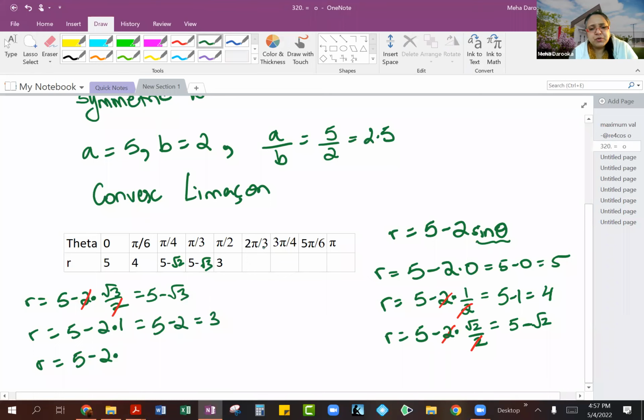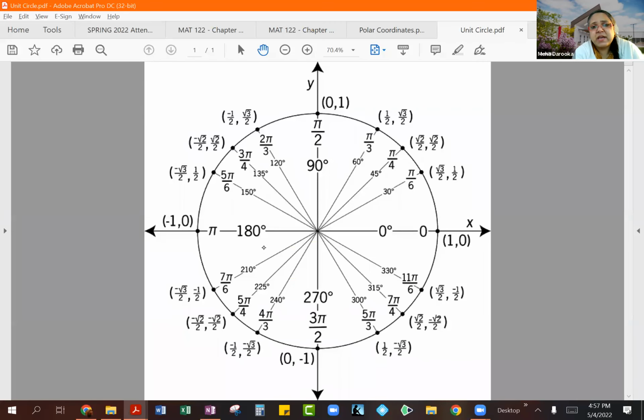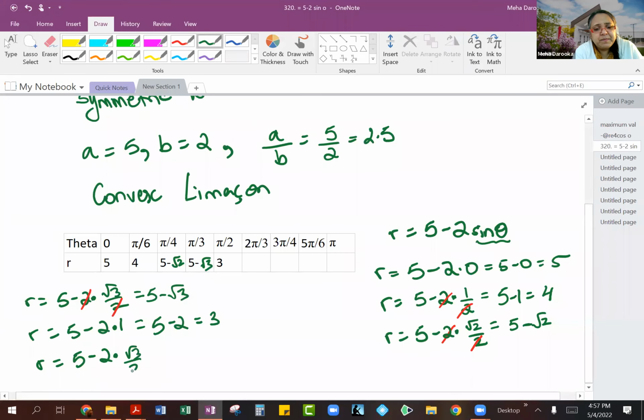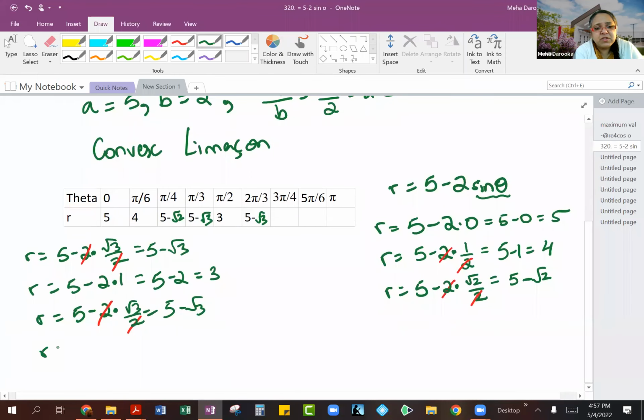Now let's see, for 2 pi over 3, I think we're going to be back into fractions. Yeah, you can see your sine is going to be square root of 3 over 2. So again, the 2's will cancel out, leaving us with 5 minus square root of 3. And you know, guys, that's not a surprise, right? Because you do have symmetry with the sine function. So when you're on either side of pi halves, you are going to end up with similar looking answers. And we even saw that in the previous example.